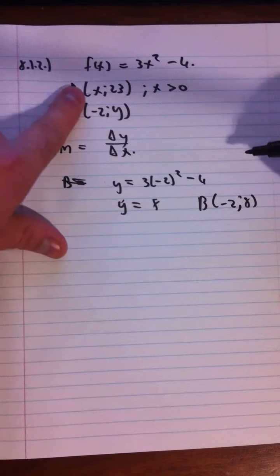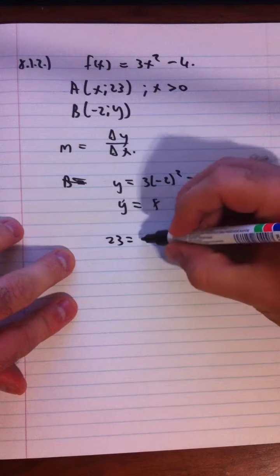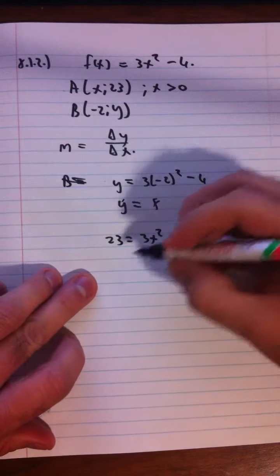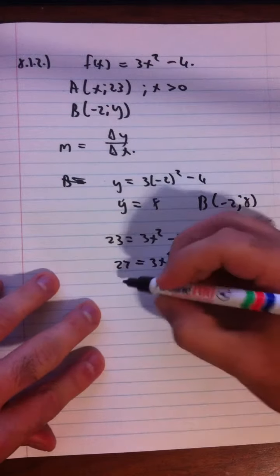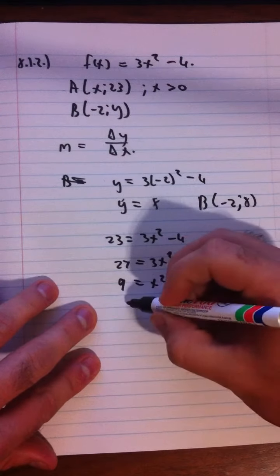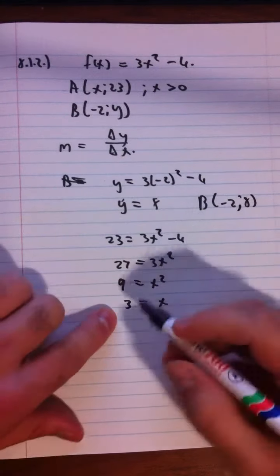And now for a, we need to substitute 23 into the y value. So we've got 23 equals 3x squared minus 4. We want to solve for x now, take the negative 4 across, so we've got 27 equals 3x squared, divide by 3 on both sides, 9 equals x squared, and square root of both sides, we get plus or minus 3 equals x, plus or minus, but we know that x has to be greater than 0, so it's the positive 3 that counts. Okay, so now we have b is negative 2 and 8, and we have a is 3 and 23.